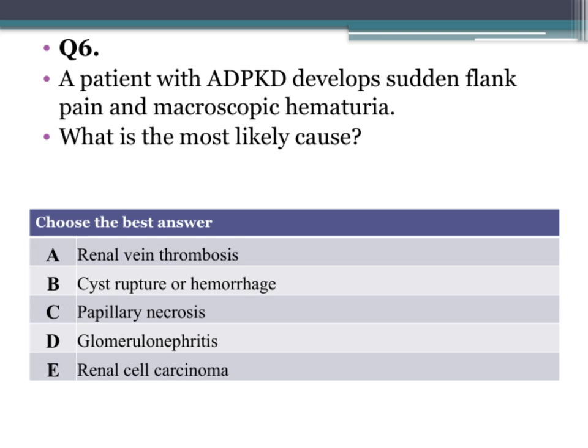Other options like renal vein thrombosis or glomerulonephritis might cause hematuria, but they usually present with different clinical features. Renal cell carcinoma could cause hematuria too, but it typically presents more gradually and isn't associated with sudden flank pain. So the key point here is understanding that cyst hemorrhage or rupture is a frequent and expected complication in ADPKD that explains the sudden pain and visible blood in the urine. This fits with the overall theme of recognizing complications in polycystic kidney disease.